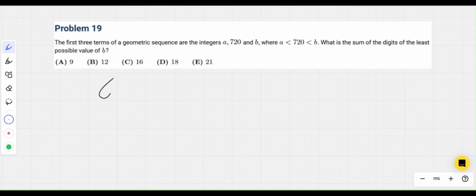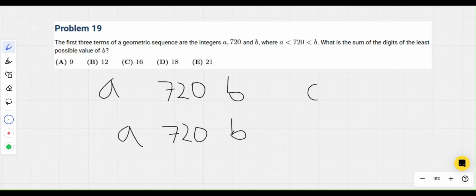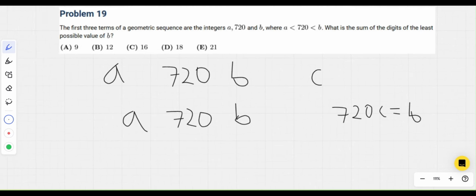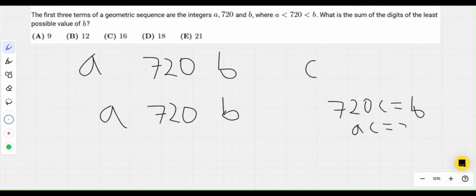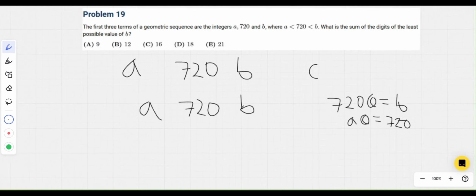So we have a, 720, and b in this order of least to greatest. So let's call the common number being multiplied c. So we have a, 720, b. We have 720c is equal to b. And then we have ac is equal to 720. And we have this common variable in both equations, c. So we can solve for c in both of them and then set them equal to each other, just to get a relationship between a and b.